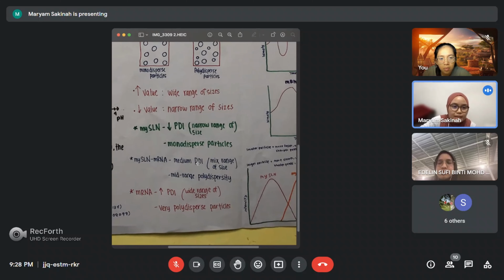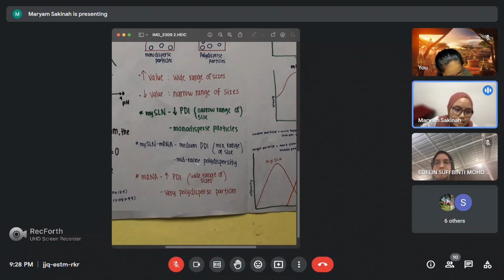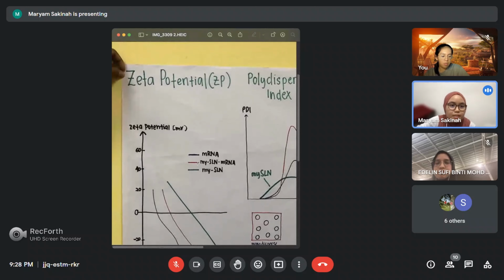The MySLN will have the lowest PDI because of its narrow range of sizes, therefore it belongs to monodispersed particles. The next one is MySLN with mRNA, which has a medium polydispersity index because of the mixed ranges of sizes. And then mRNA has a wide range of sizes because it exists in different lengths sometimes. So therefore it has the highest PDI and very polydispersed particles. Okay, the last one that we will be talking about together is zeta potentials.